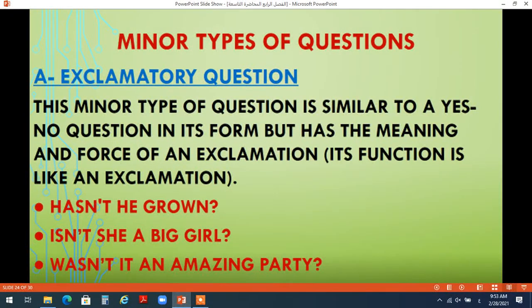Again, this is an example of an exclamatory question by using the auxiliary verb was, followed by the negative particle not, followed by the subject it, and followed by the rest of the sentence, and of course there should be a question mark at the end of the sentence.